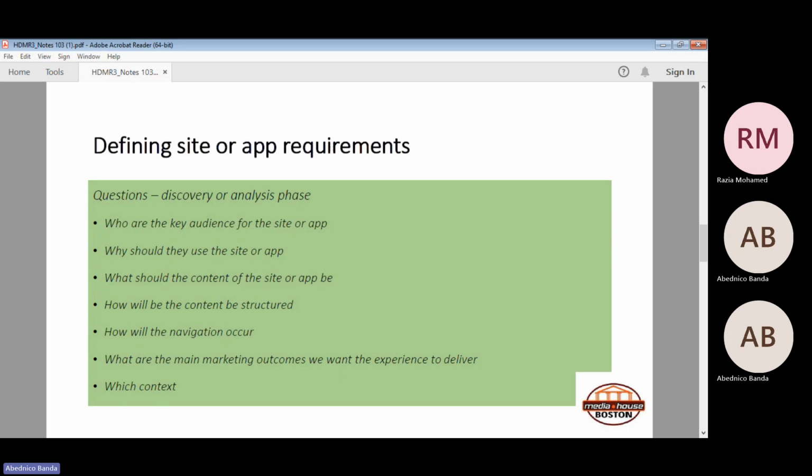Once you answer, remember, you answer these through research. You don't just second guess and assume. Assumption is going to lead to an assumed strategy, and that's doomed to fail. You need to have the right insights, the right data to make informed decisions. So once you know why they must use a site, you then need to ask yourself, what kind of content must they interact with? What should the content of the site or app be?